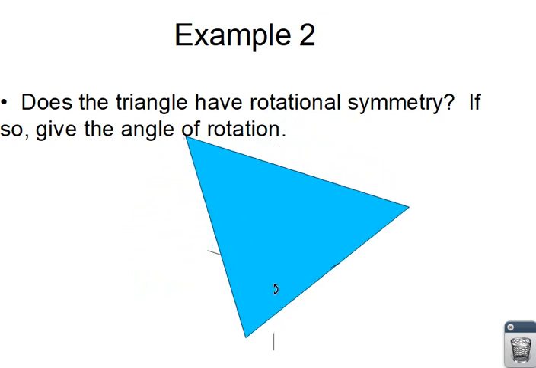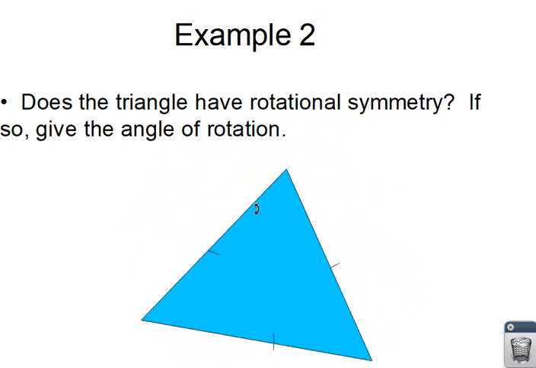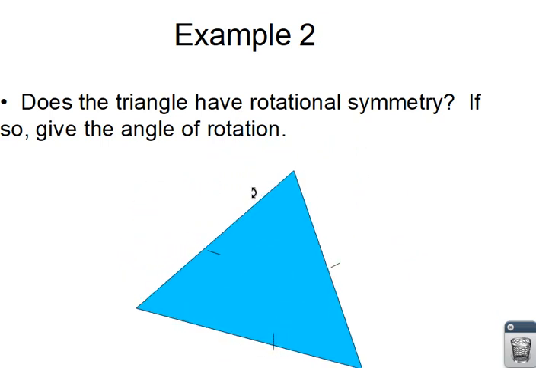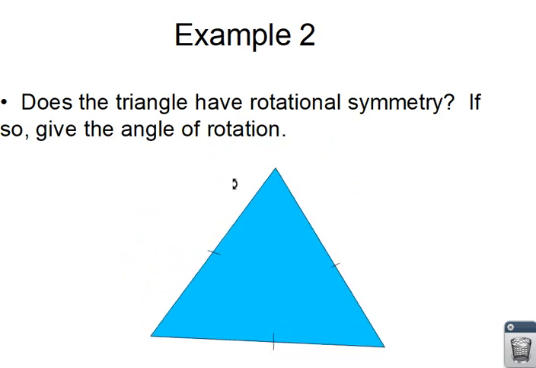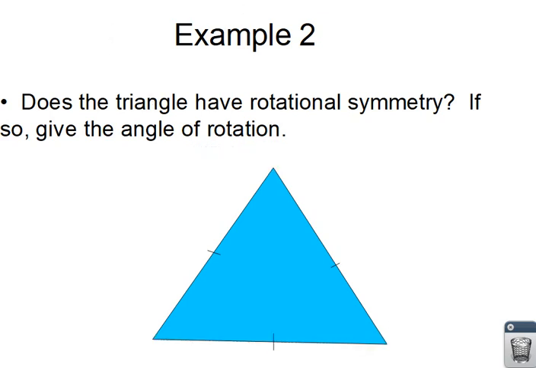And then we spin it again, should be the same triangle. The way I have it marked, it is an equilateral triangle, so it should be able to spin and be the same shape. Obviously, it's drawn a little crazy. Okay, so we're going to say yes, it does, because it's an equilateral triangle, so we're going to go with that. And then the angle of rotation.